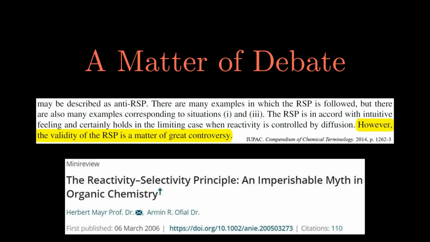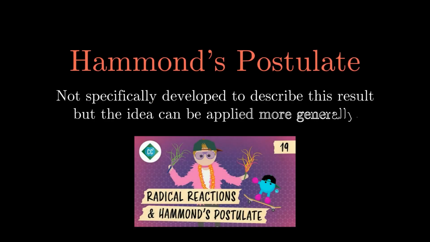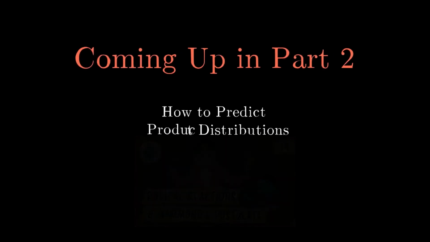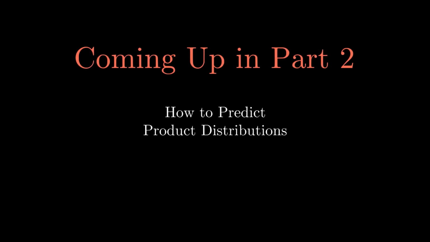While RSP applies in this case, Hammond's postulate does a better job of explaining the results referred to in this video more generally, so check out this crash course video on how it applies to radical reactions. Link in the card above and description. However, not all is lost, because we can use this idea to actually predict those seemingly anomalous experimental product distributions for the chlorination and bromination of propane, and we shall do that in part 2.